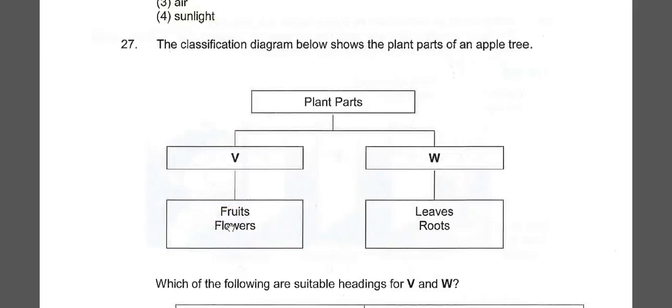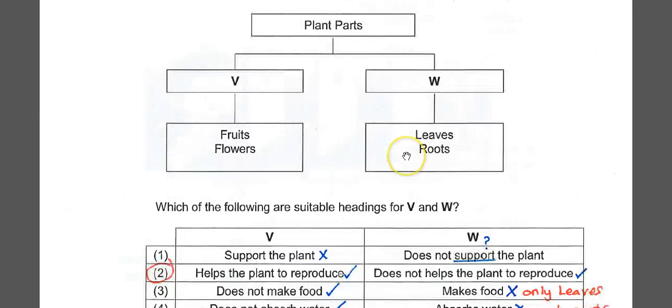Right, look at this classification: parts of the plant. Okay, fruit and flower, leaves and root. Okay, V, W. What is V? What is W? Let's take a look.